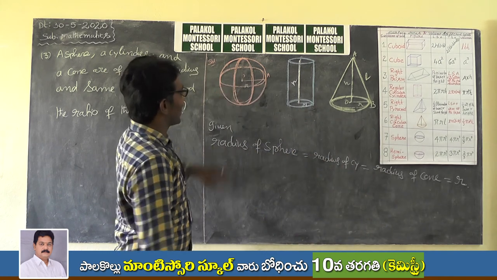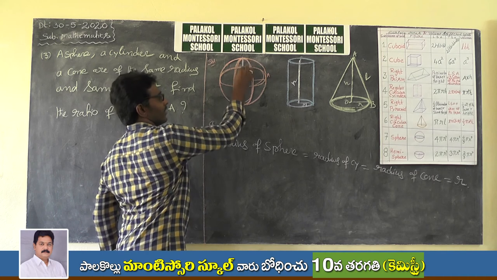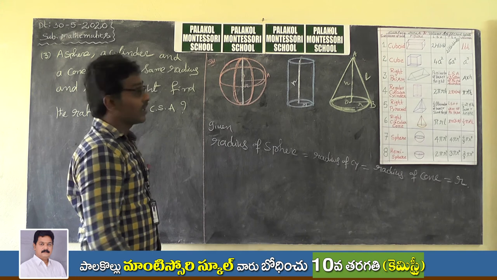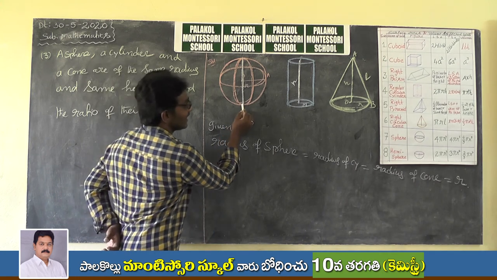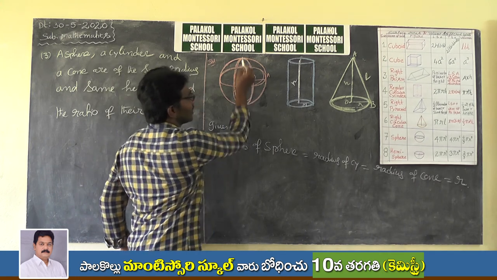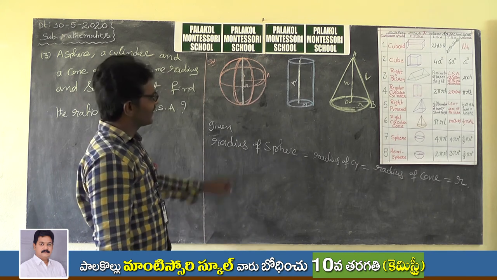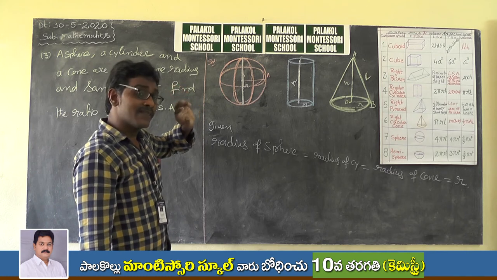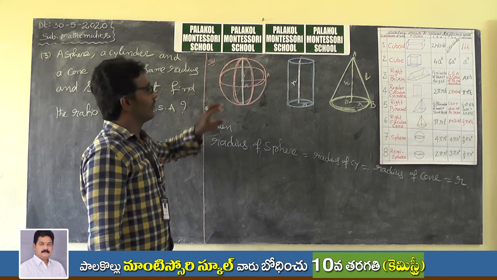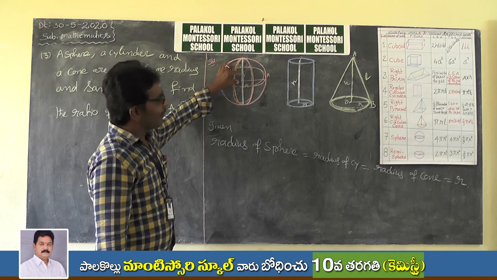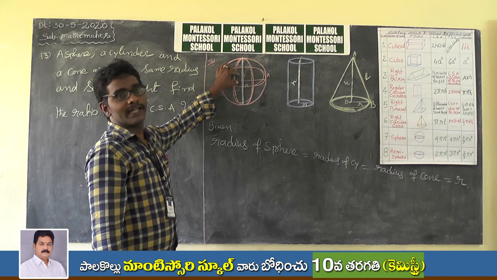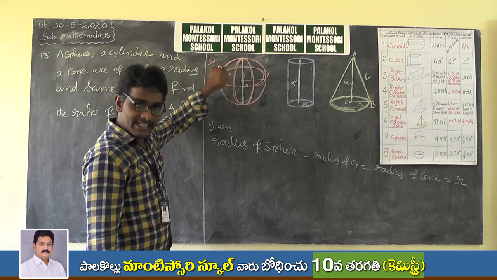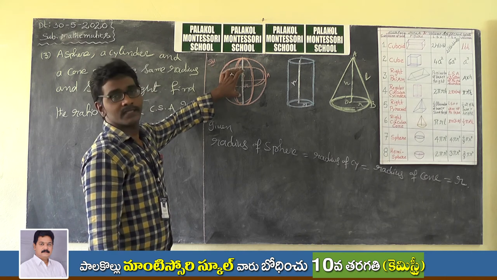First you calculate the height of the sphere, that is better. This is the height. Guys, you observe this height passes through the center of the sphere or not? Yes, definitely it passes through the center of the sphere. So that one is called the diameter of the sphere. The diameter is equal to 2 radius, 2 into r. That diameter is taken as the sphere height.